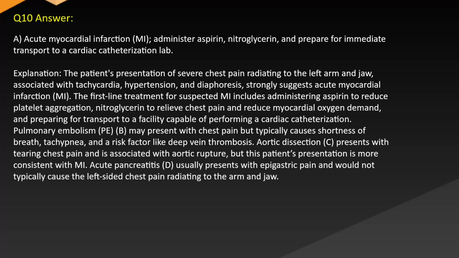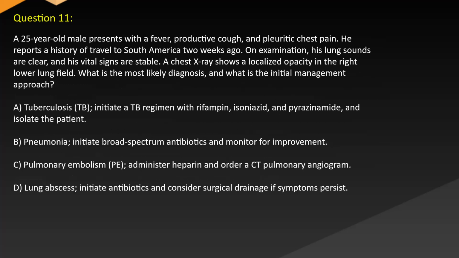Pulmonary embolism (B) may present with chest pain, but typically causes shortness of breath, tachypnea, and a risk factor like deep vein thrombosis. Aortic dissection (C) presents with tearing chest pain and is associated with aortic rupture, but this patient's presentation is more consistent with MI. Acute pancreatitis (D) usually presents with epigastric pain and would not typically cause the left-sided chest pain radiating to the arm and jaw. Question 11.